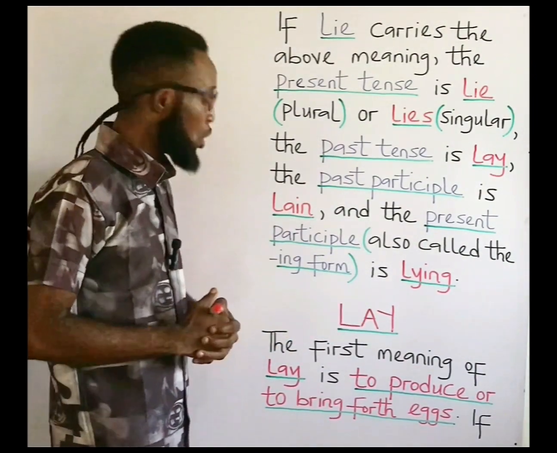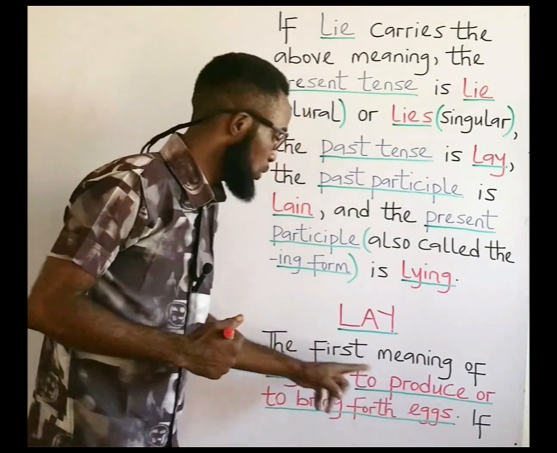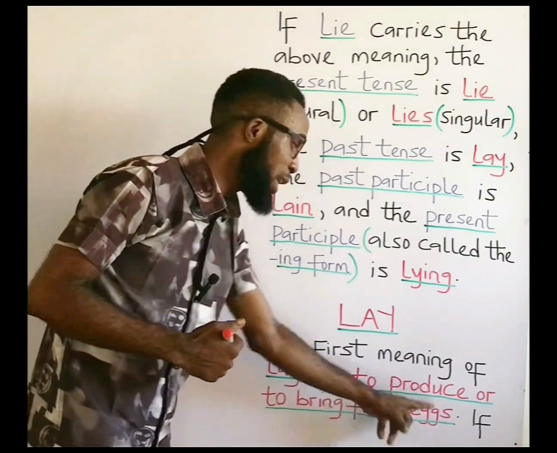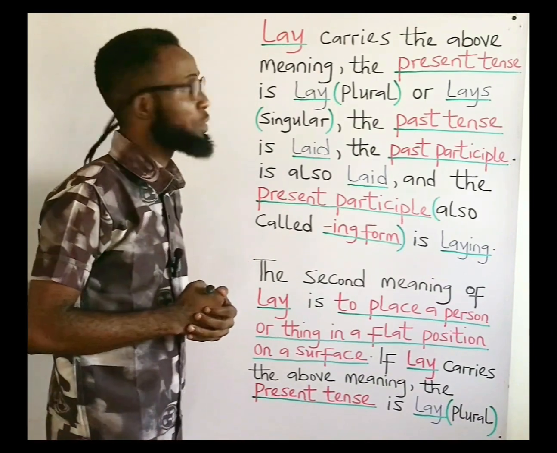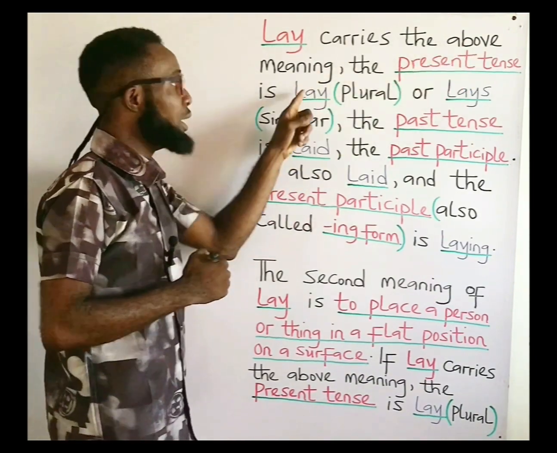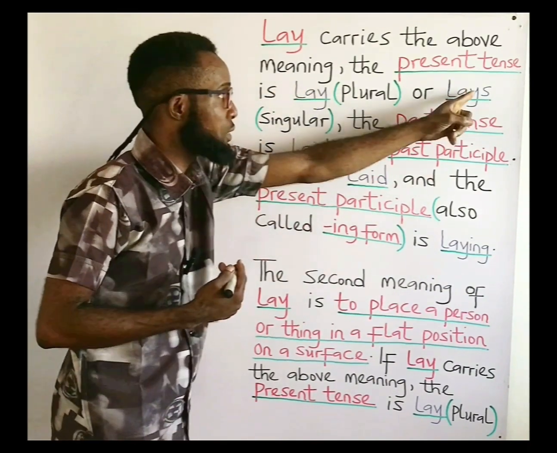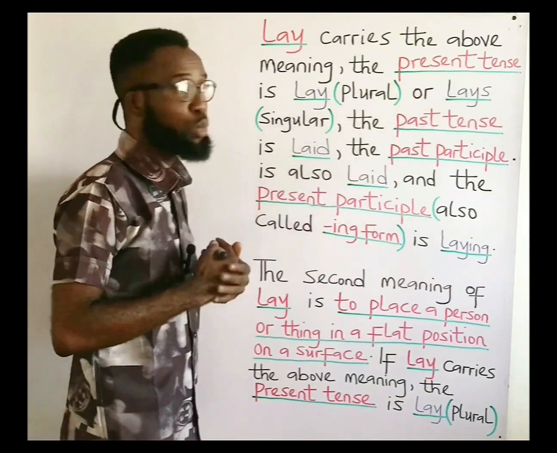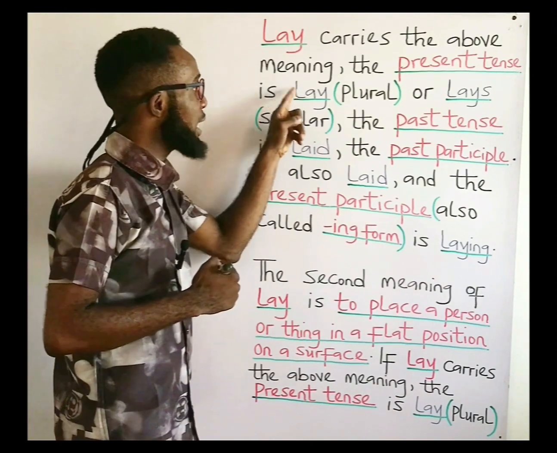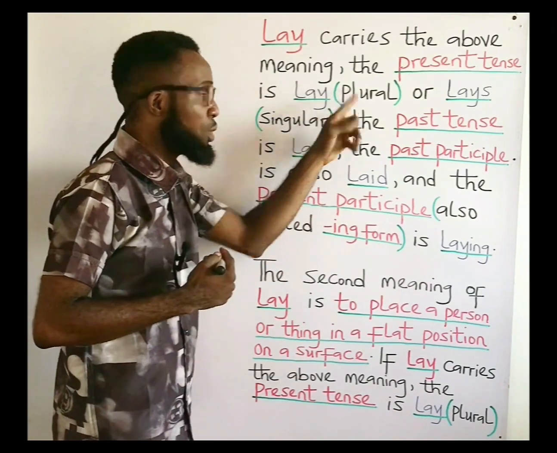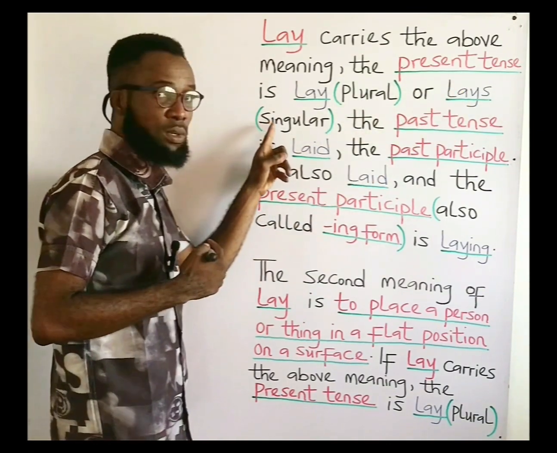The first meaning of lay is to produce or to bring forth eggs. If lay carries the above meaning, the present tense is lay, spelled L-A-Y, which is plural, or lays, spelled L-A-Y-S, which is singular.